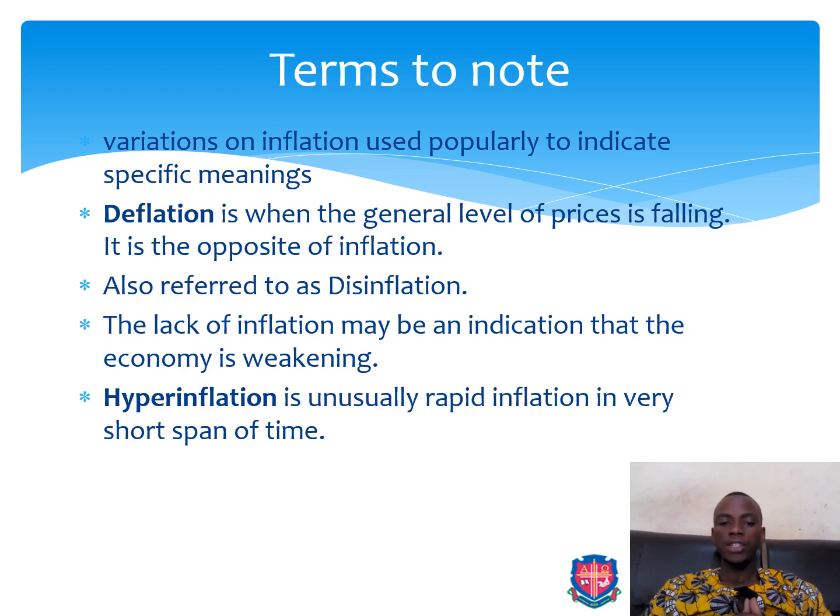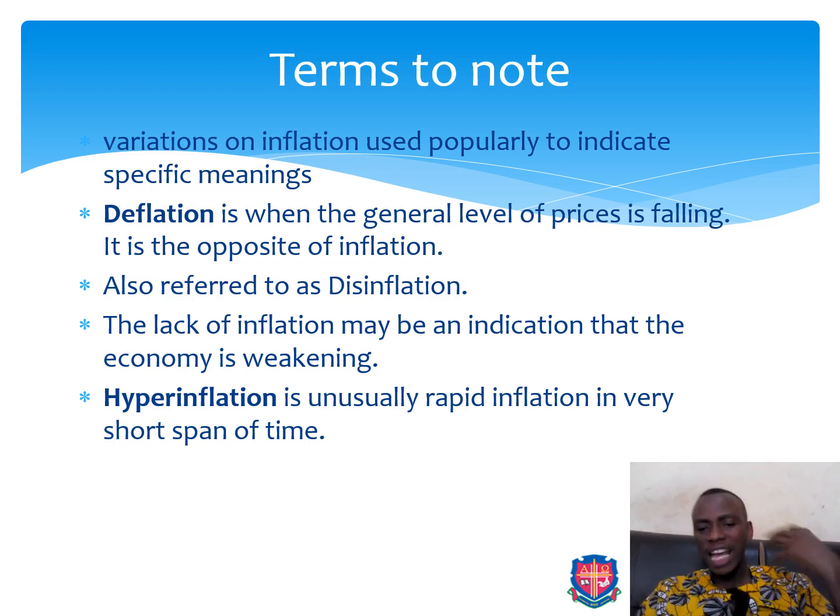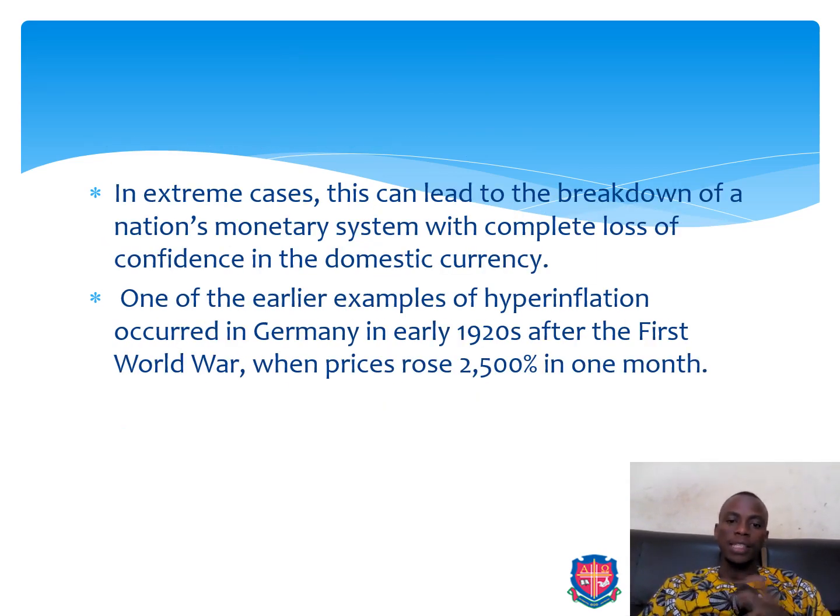And then hyperinflation, the unusual rapid inflation in a very short span of time, the one which is too high. For instance, there was a case in Germany in the 1920s, after the First World War, where the prices rose by 2,500% in 1 month. You can imagine. Just in 1 month, the prices rose by that magnitude. It means something you were buying at 1,000, within just the span of a month, you would buy it at 2.5 million. That was too much.